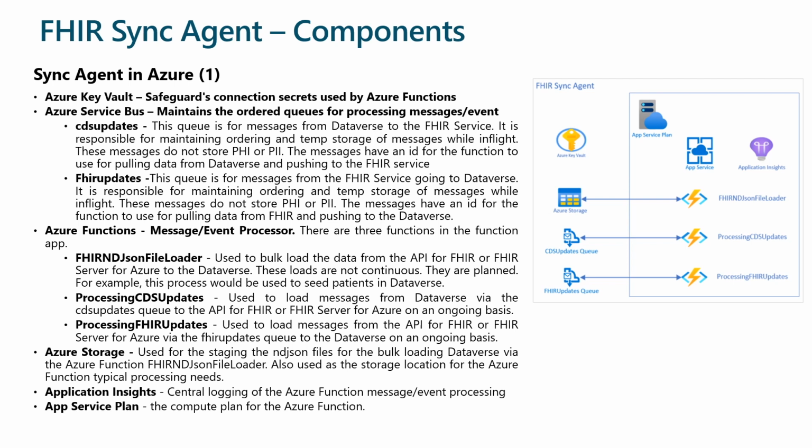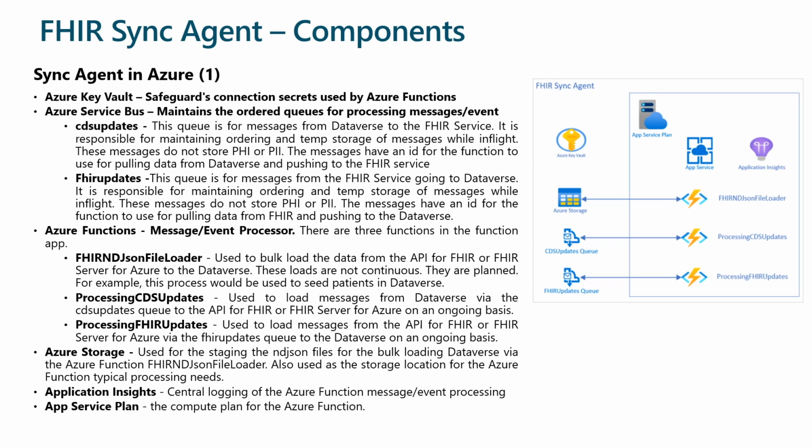In addition to these service bus queues, we also have an Azure storage to bulk load the data and process into Azure API for FHIR. In addition to these Key Vault, message queues, and the storage, we have three microservices or three Azure functions.